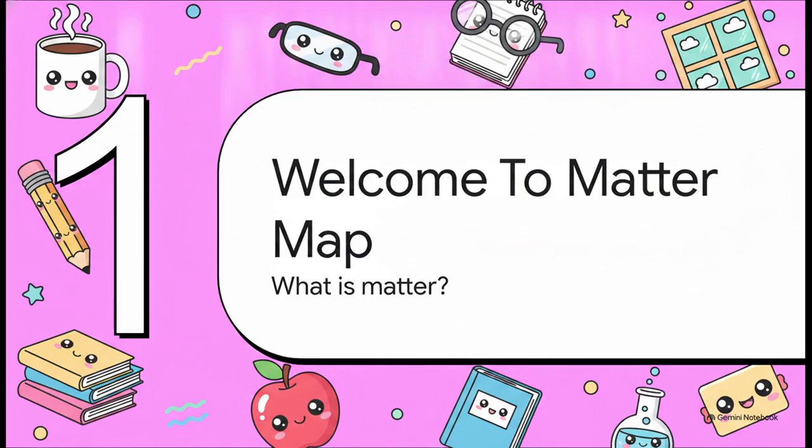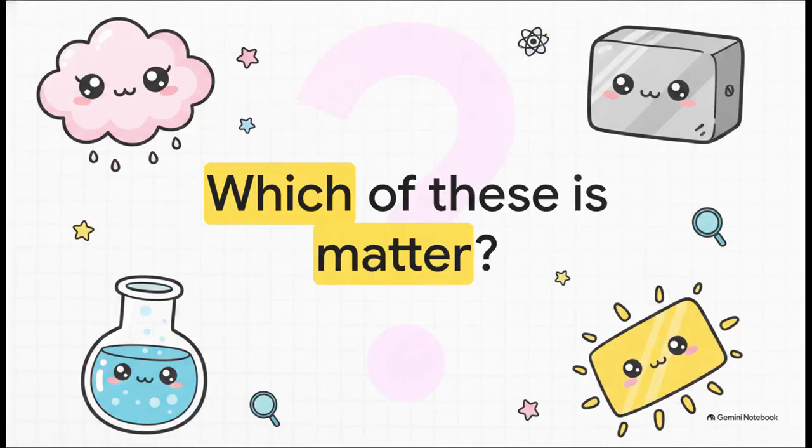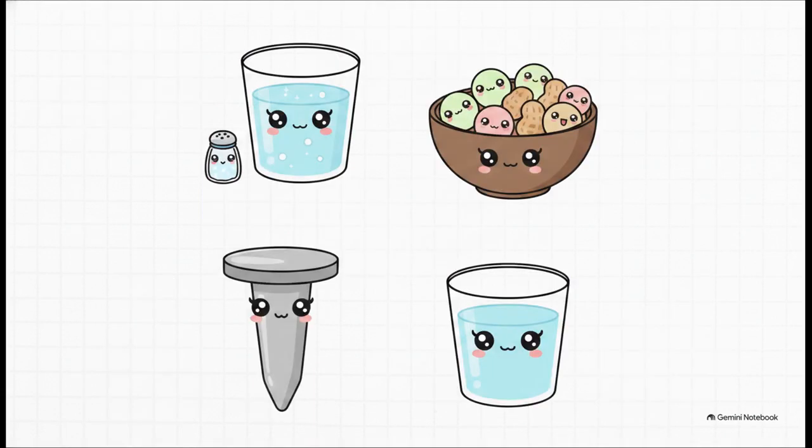Section 1. Welcome to the matter map. Before we can classify matter, we really need to understand what it fundamentally is. So, look around you right now. Just think about the everyday items sitting on your desk or in your kitchen or out your window. I'm going to present 4 everyday items to you, and I want you to quickly guess which of these actually count as matter. Here they are: salt water, trail mix, an iron nail, and a simple glass of water.